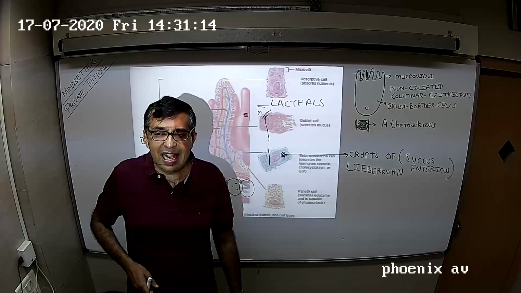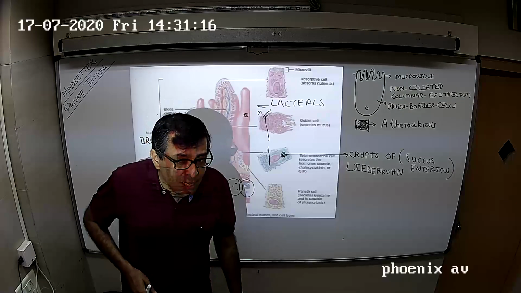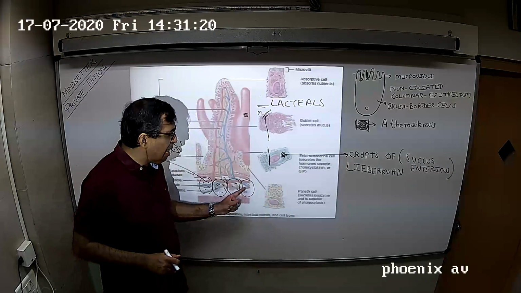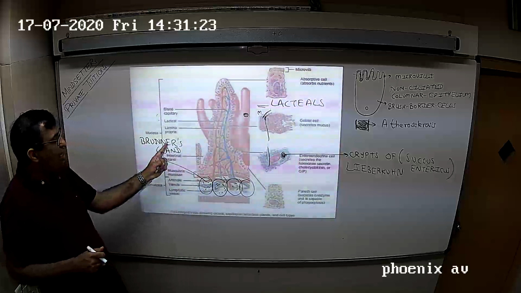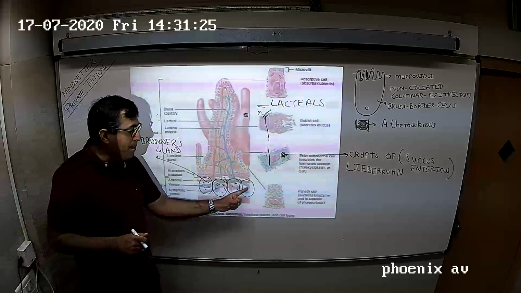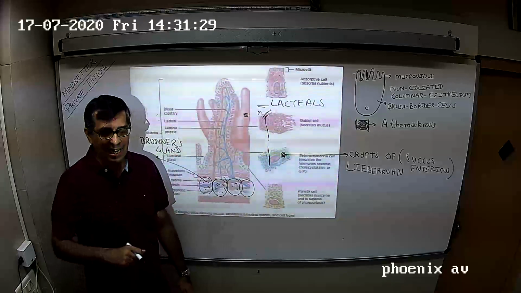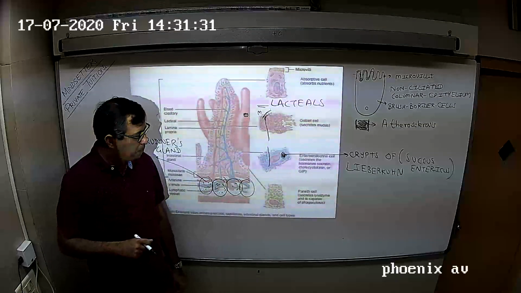Who will help to make it alkaline? Special mucus in the duodenum, in the submucosa, which are called as Brunner's gland, make the pH of the intestine become highly alkaline. हाँ तो ये याद रखना.